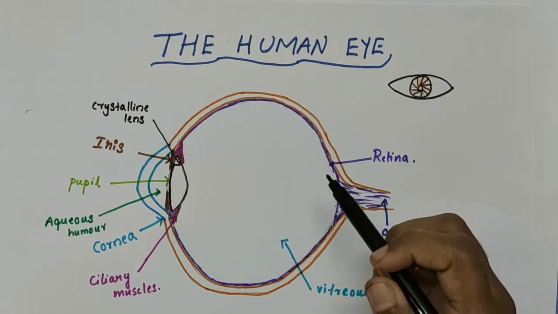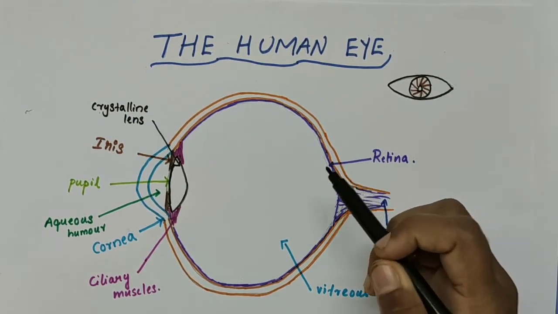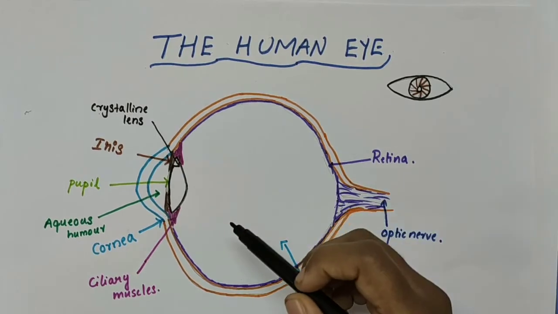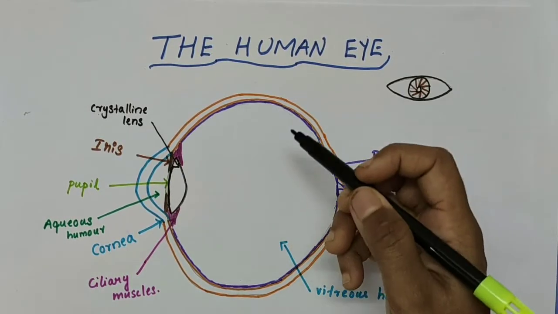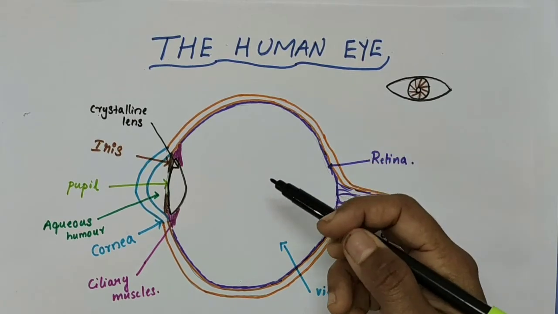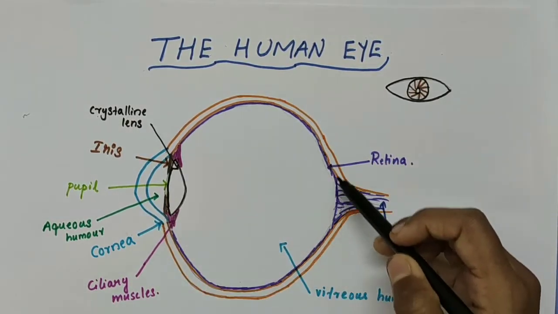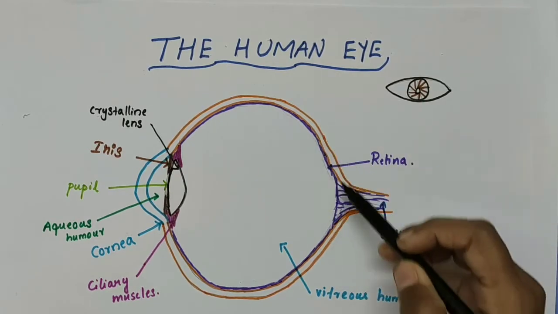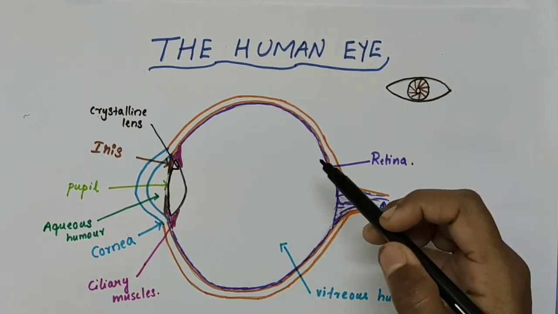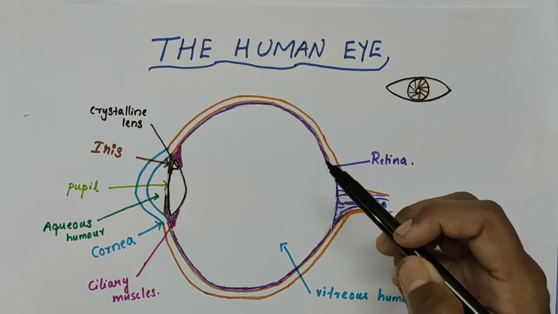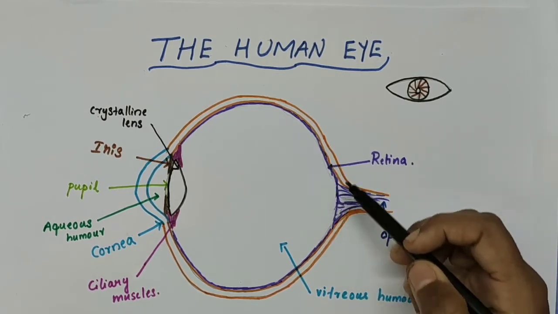The eye lens forms an image of the object. For example, if we look at a tree, the eye lens forms the image of that tree on the retina. But it actually forms an inverted image of that object on the retina.